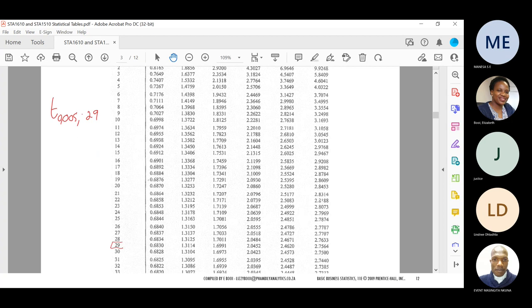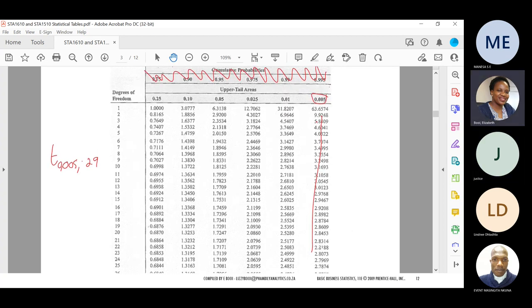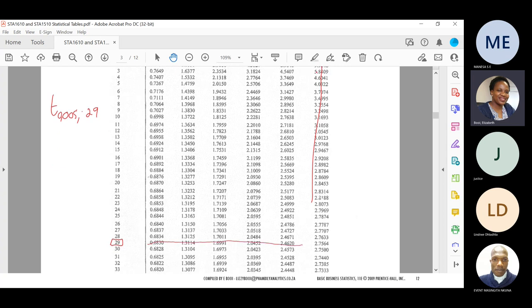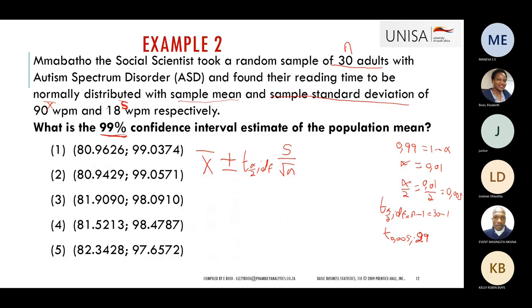So 29, and we know that the last column is our 0.005, where they both meet. That is the value that we're looking for. 2.7564. Our critical value here is 2.7564. So we're going to substitute into our formula. The mean is 90 plus or minus 2.7564 times our standard deviation, which is 18, divided by the square root of n.